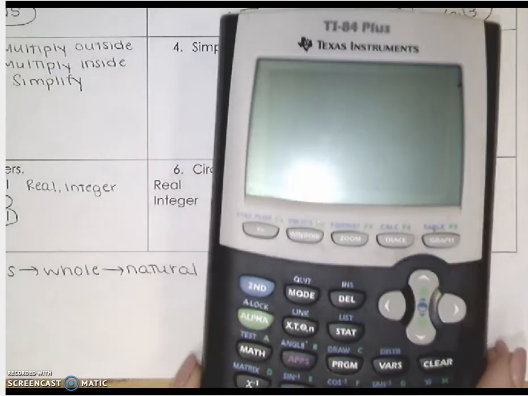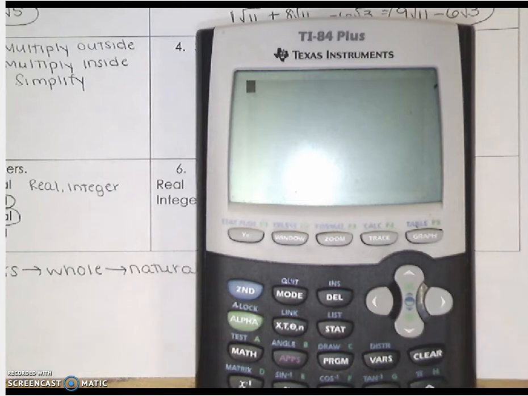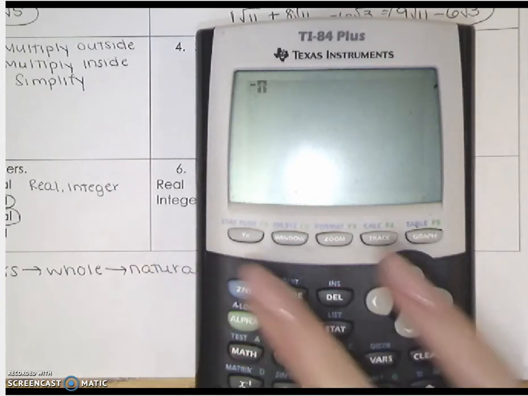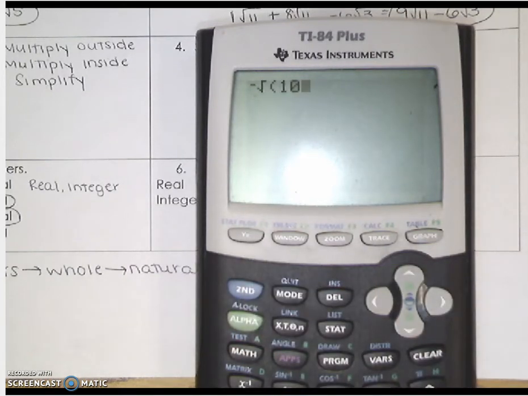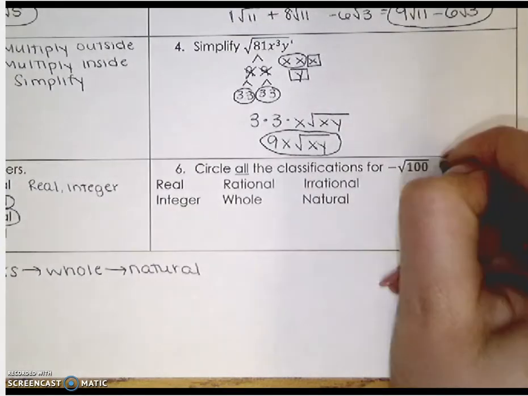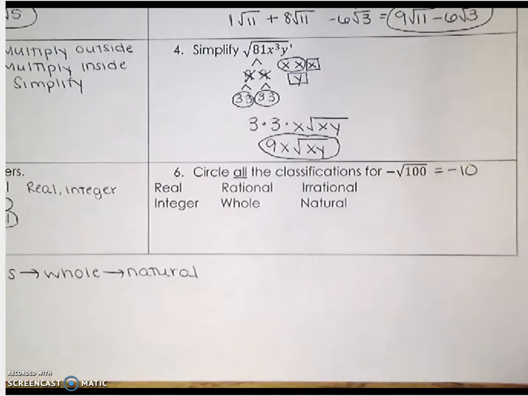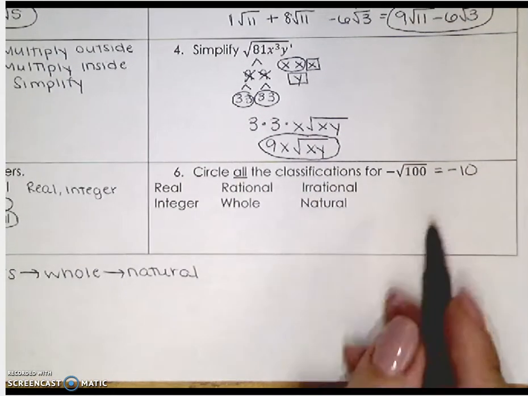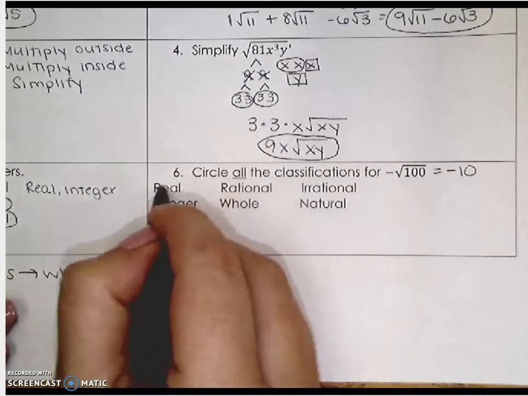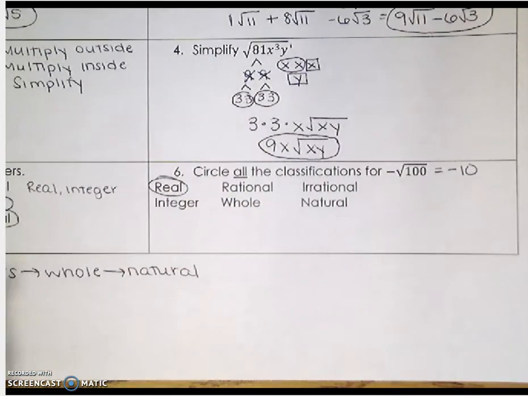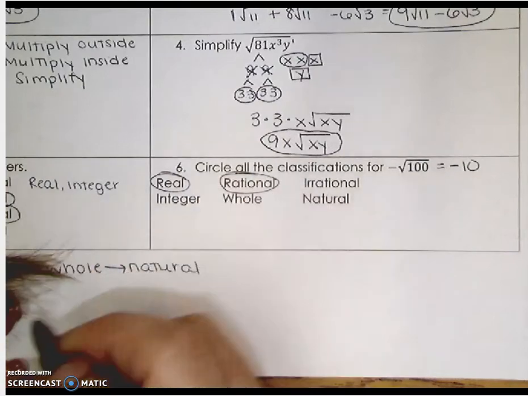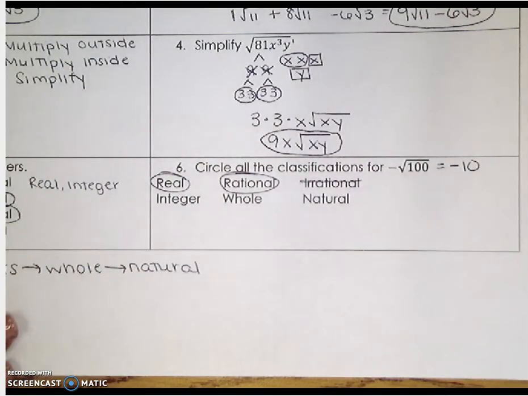Whenever I have a square root, if I want to check if it's rational or irrational, I just type it into my calculator. So I'm going to type negative square root of 100, and I get negative 10. So instead of dealing with a square root, I'm going to deal with negative 10. Negative 10 is a real number because all numbers are real numbers. It is rational, so it is not irrational.